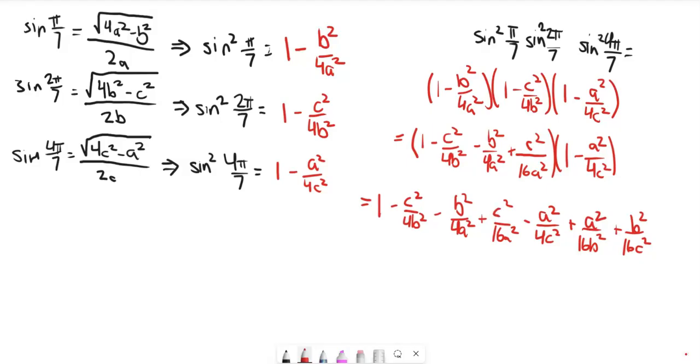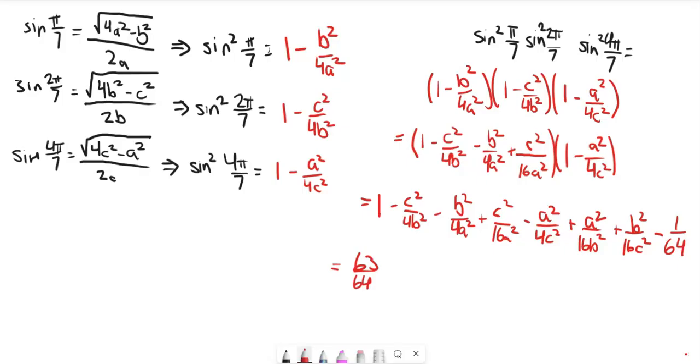So, we got 16c squared over 16a squared minus 4a squared over 4c squared plus a squared over 16b squared plus b squared over 16c squared. And now when we multiply the last terms, the c squareds and the a squareds will cancel, so we'll get negative 1 over 64. Now, to speed through this algebra a little, we're going to take 1 minus 1 over 64. That's pretty easy. You will get 63 over 64 because 64 over 64 is equal to 1.